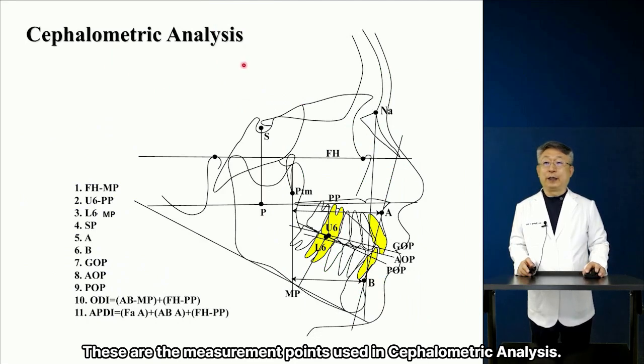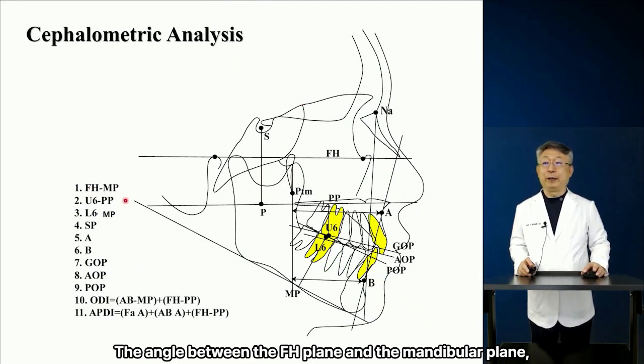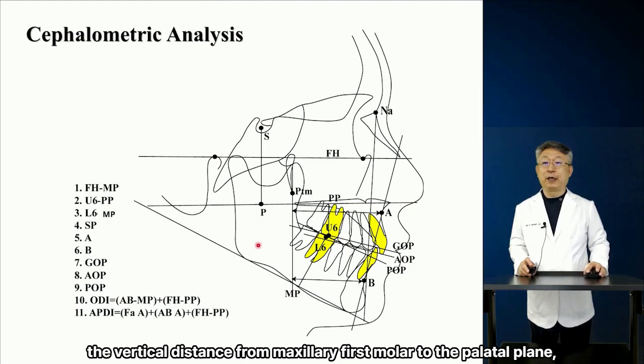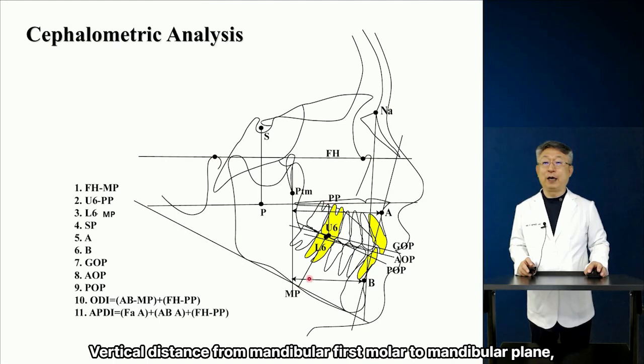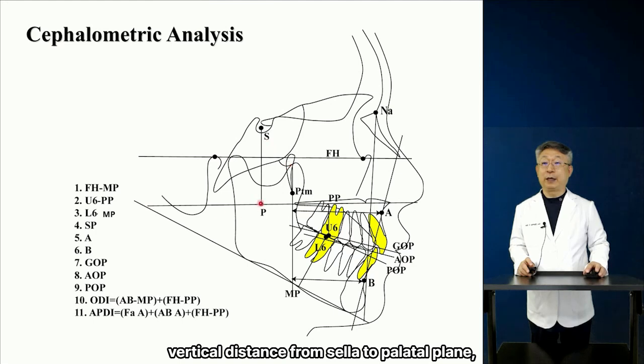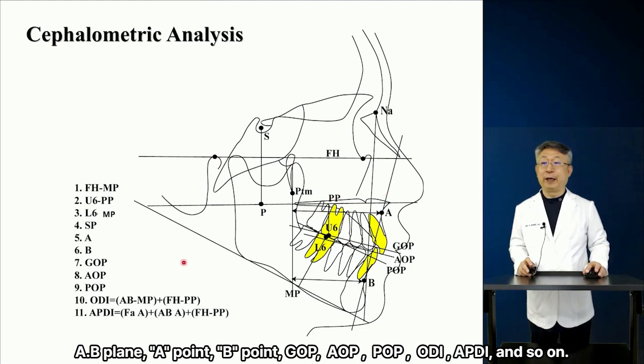These are the measurement points used in cephalometric analysis: the angle between the FH plane and the mandibular plane, the vertical distance from maxillary first molar to the palatal plane, vertical distance from mandibular first molar to mandibular plane, vertical distance from sella to palatal plane, AB plane, A point, B point, GOP, AOP, POP, ODI, APDI, and so on.